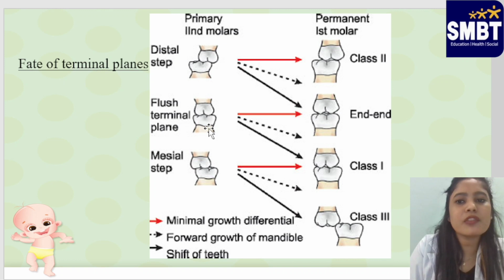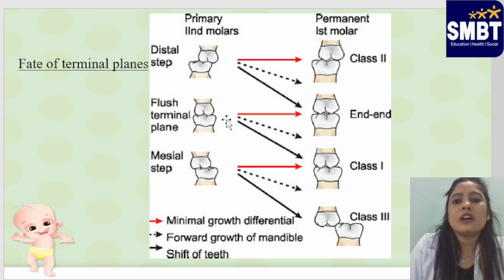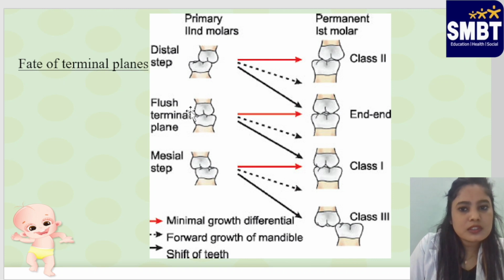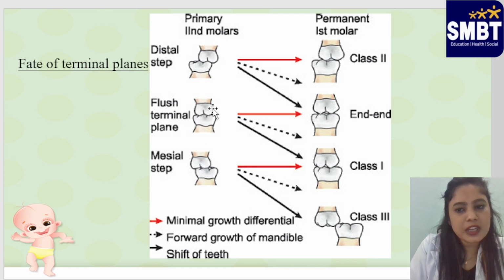And the late mesial shift we are going to see in the mixed dentition, which will be covered later. Because of the early mesial shift, and also with the forward growth of the mandible, you will see the flush terminal plane converting into class 1 molar relation in permanent dentition, and very minimal chances of end-to-end relation of permanent molars.